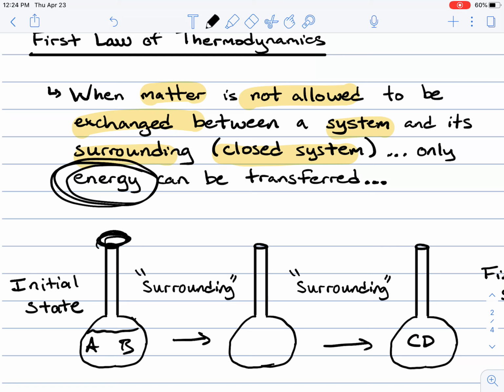And so here in this case, once we've capped this volumetric flask, we have reactant A and reactant B inside this volumetric flask, and the only thing that can occur is the transfer of energy in and out of the system.